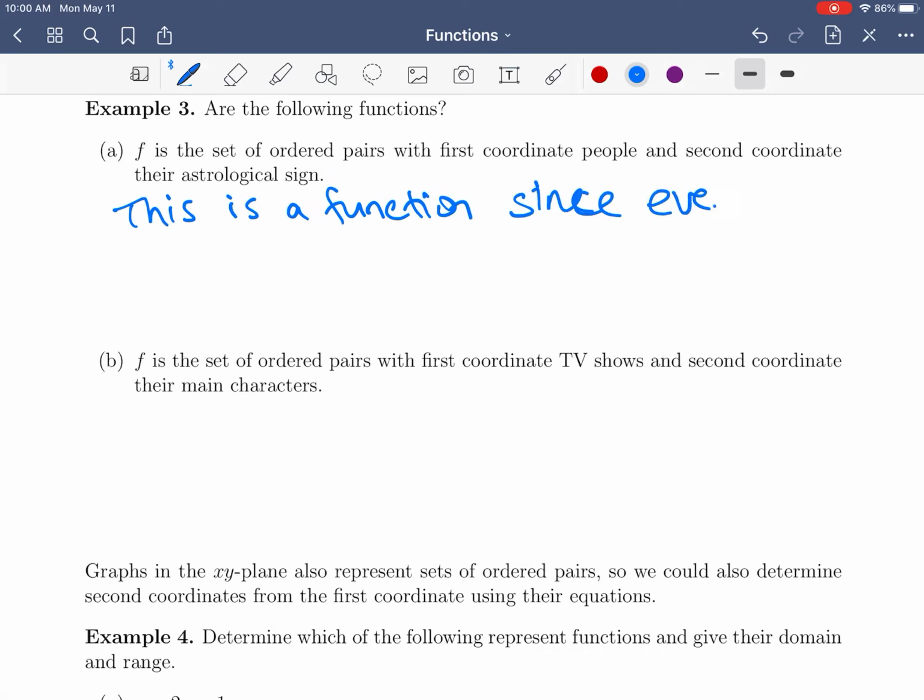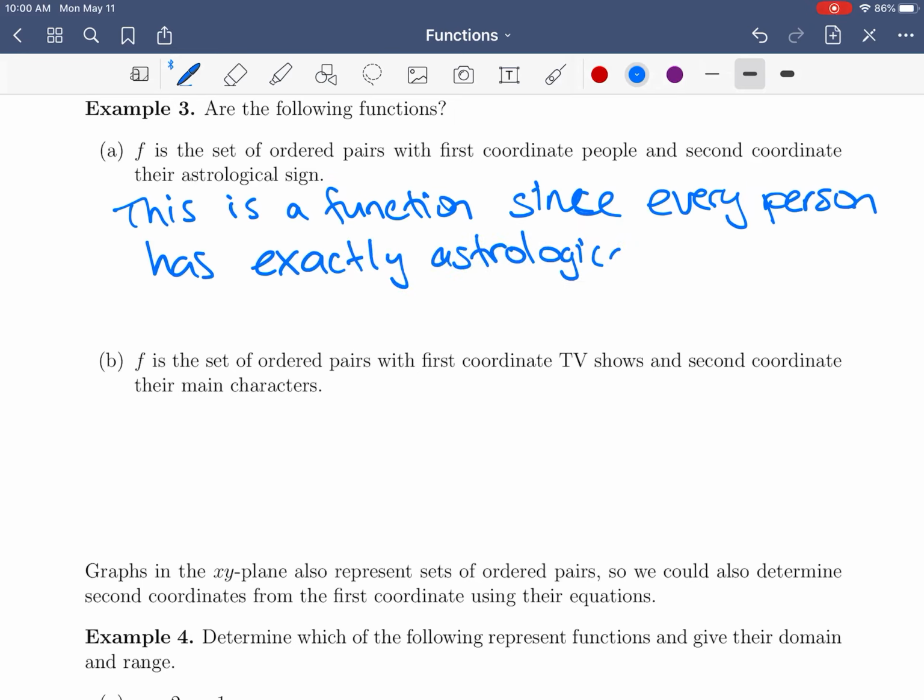Since every person has exactly one astrological sign. Now, it's possible and very likely that there's more than one person with the same sign. That's okay, as long as one person doesn't have two signs. That would be a problem.